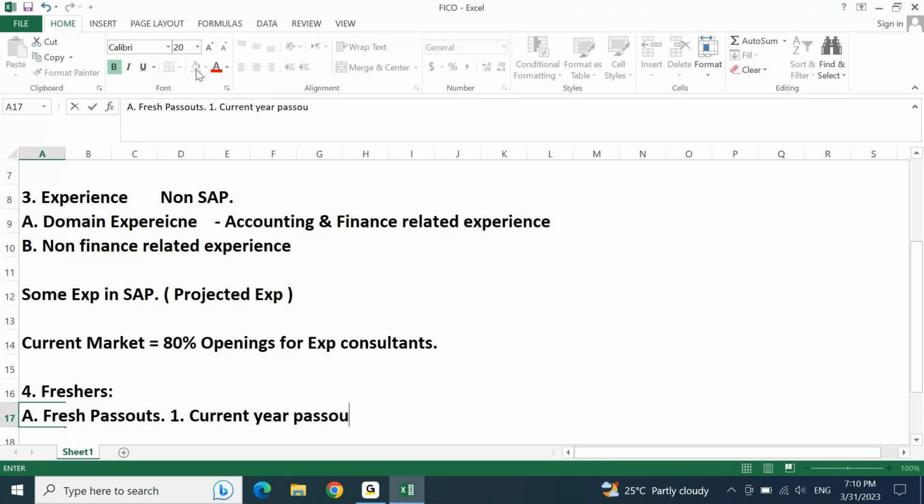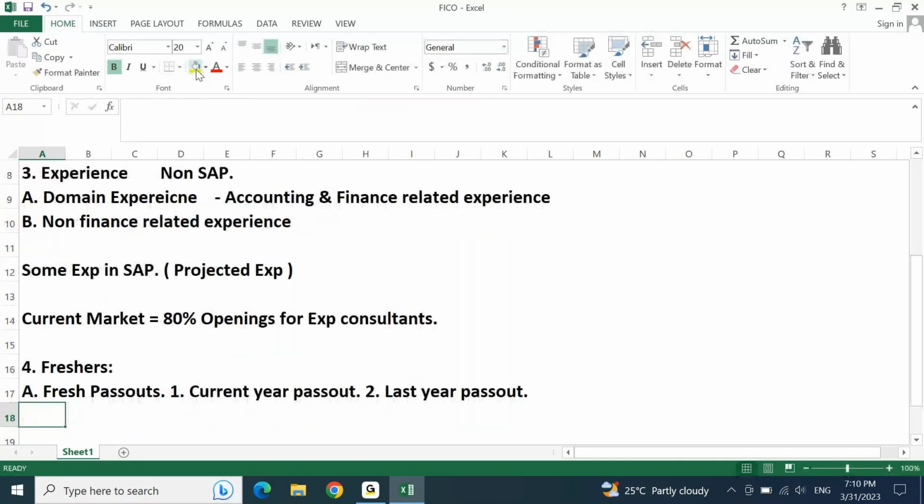And the second one is last year's pass out. Only these two categories are considered for freshers. Now, if you are in the current academic year 2023 and want to get into the market as a fresher candidate, you have to be either a 2023 passed out or a 2022 passed out. If you are not fulfilling this, you are not going to be considered as a fresher. So you must project or bring in some experience.